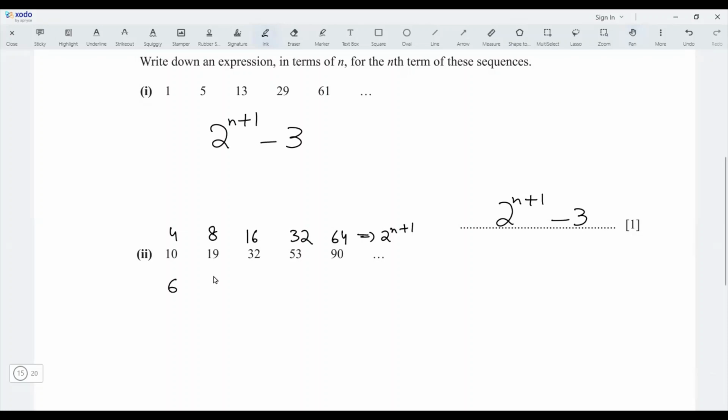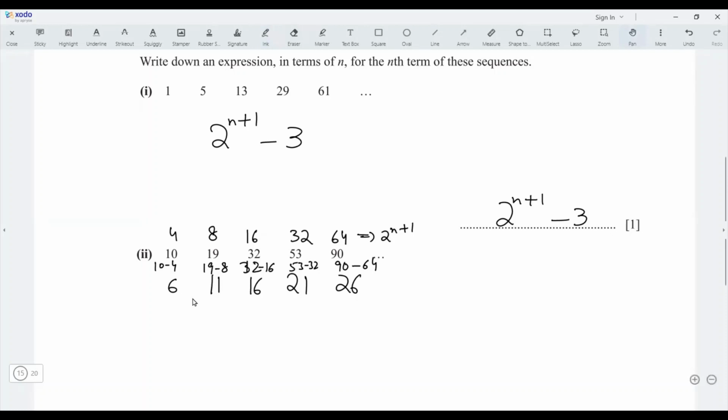Similarly, 19 and 8 result in 11. Similarly, 32 and 16 gives 16. 53 minus 32 is 21. And similarly, 90 minus 64 gives 26. Look at the difference. These are the differences of the values, means 10 minus 4, and similarly 19 minus 8, similarly 32 minus 16, and next value was 53 minus 32, the last one was 90 minus 64. These are basically the differences of the values.